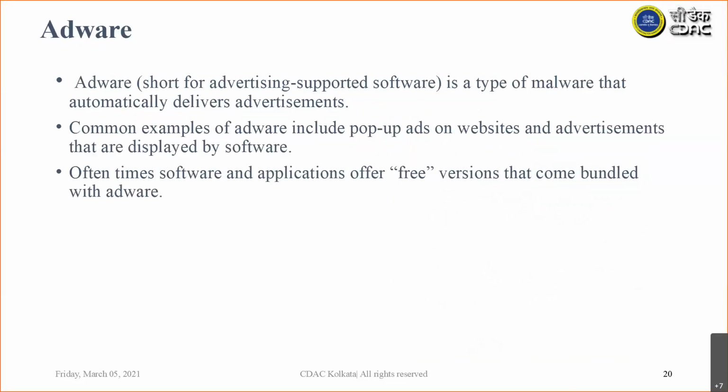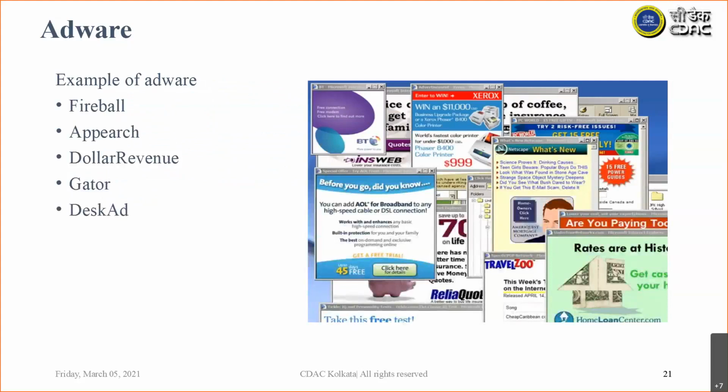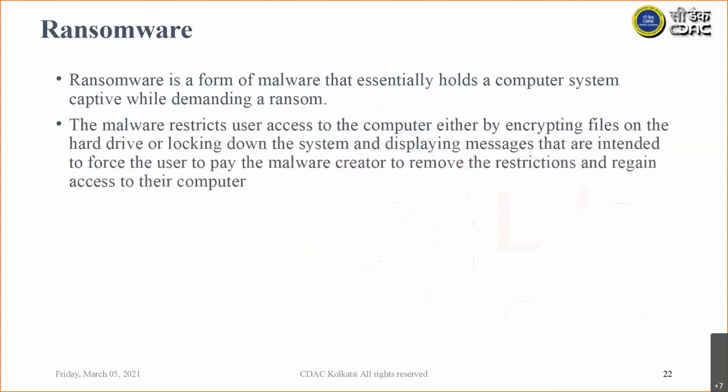Another type of malicious software is adware, short for advertising-supported software. It's a type of malware that automatically delivers advertisements. Common examples of adware include pop-up ads on websites and advertisements that are displayed by software. Often, software and applications offer free versions that come bundled with adware. Some examples of adware are Firseria, InstallCore, DollarRevenue, Gator, DeskAd, etc.